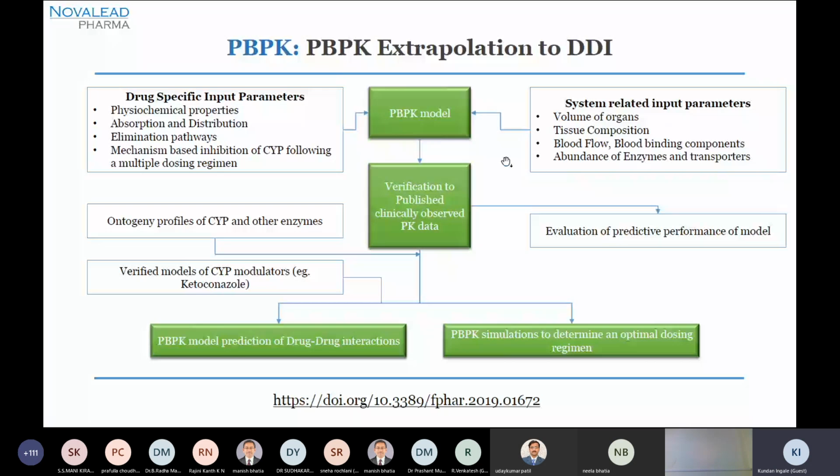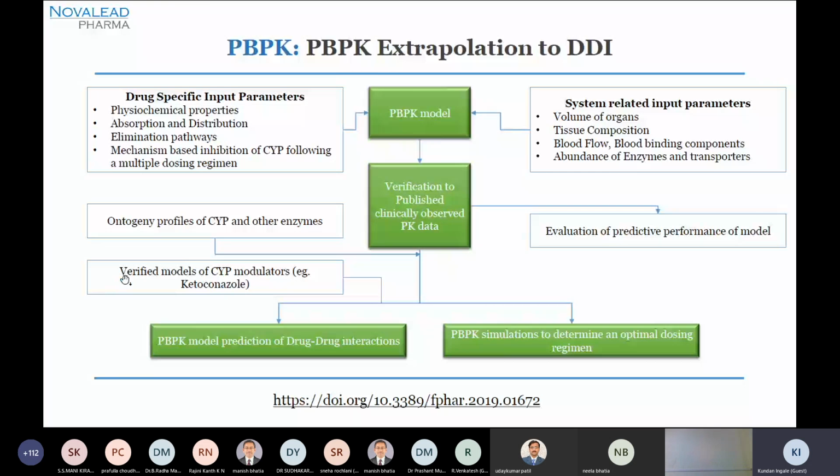The system parameters also include organ volume, tissue composition, and blood flow. Along with that, it also needs abundance of enzymes and transporters. So in any specific disease condition, if the enzyme expression is reduced in any specific organ or is increased in any specific organ, if it is known, that would be very much useful in the model. So once you have the data, you can build up the model, you can verify it using the clinical data, and then you can use additional information in terms of verified models for CYP modulators.